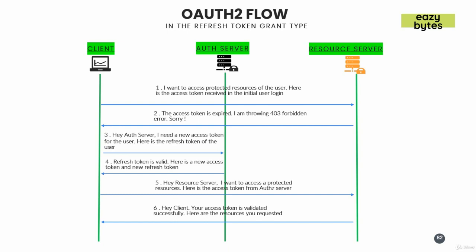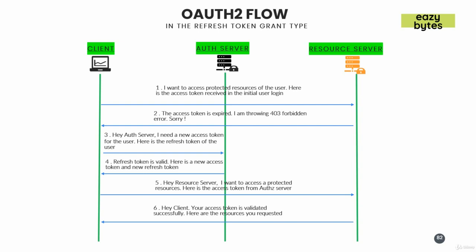Now the resource server, after validating with the auth server, says it is expired, I'm sorry, and throws a 403 error. Now the client realizes the token is expired, and it will make a separate request to the auth server, like in step 3, along with the refresh token that it received initially. If the refresh token is valid, the auth server will issue a new access token and refresh token. Based upon the new access token, it will call the resource server to get the protected resource.